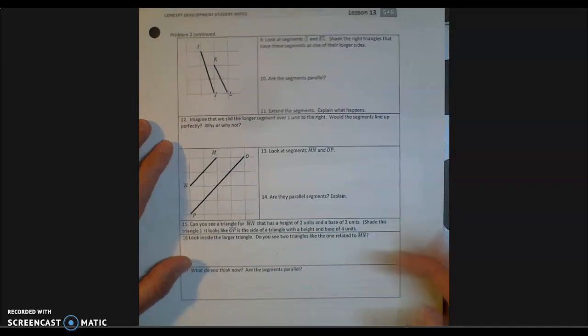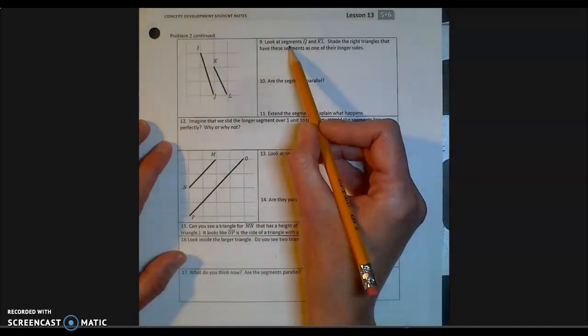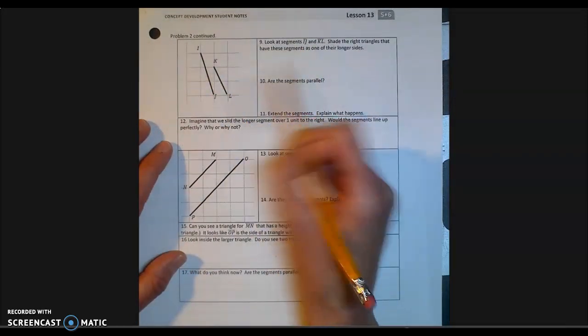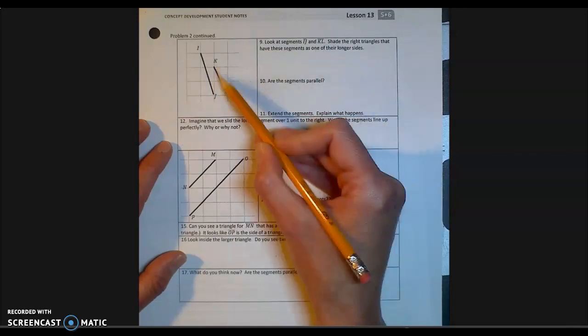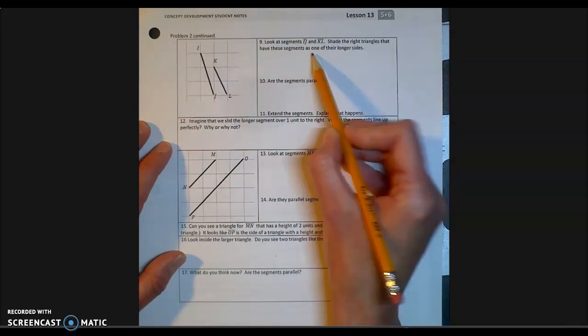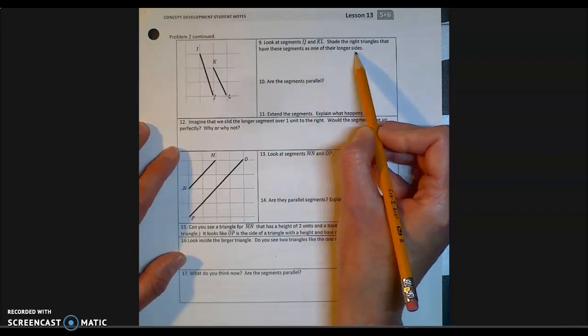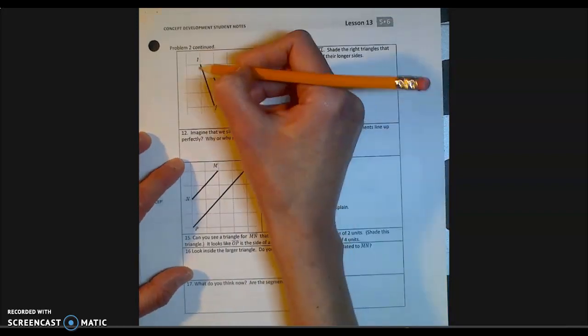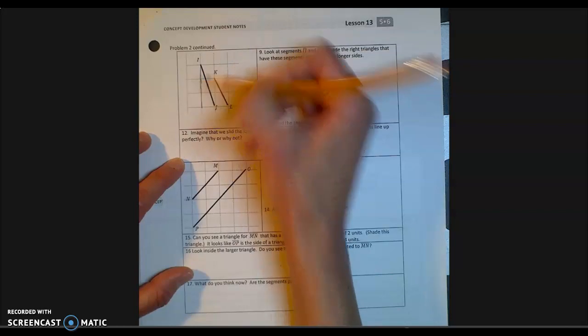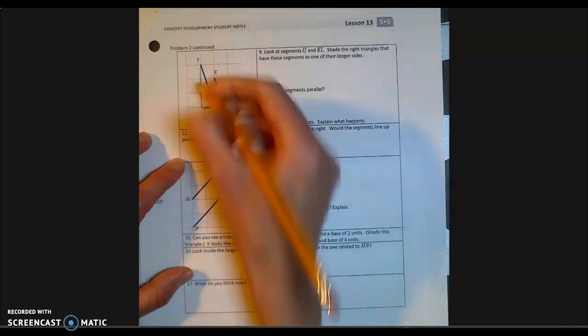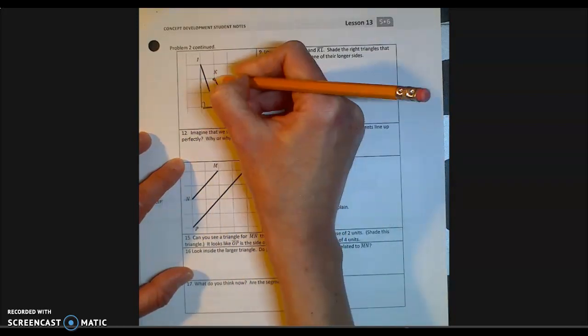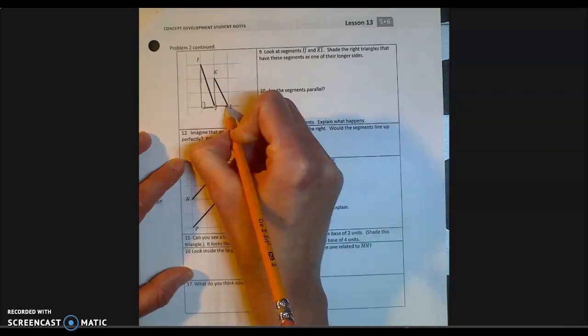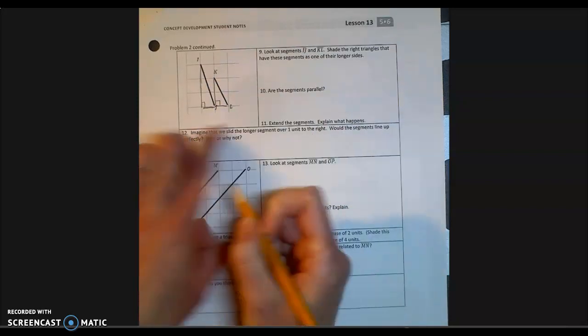Then we're going to go to problem number 2. It says look at the segments IJ right here and KL right here. Shade the right triangles that have these segments as one of their longer sides. So again, I'm going to draw my line down. Right there's my right angle. And for KL, right there is my right angle.